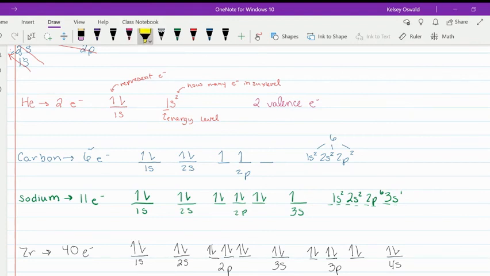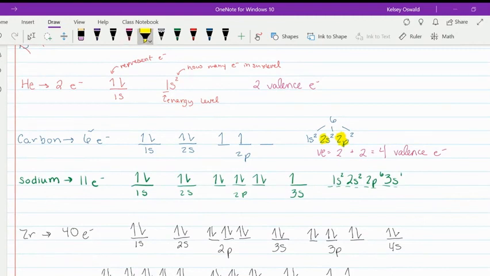And if we look at carbon, when we're looking at valence electrons, we want to look at the highest or the outermost energy level. If we look at our coefficients, the highest number we'll see is our 2s and our 2p. Those are the outermost energy levels. So if we have 2 electrons in the 2s and 2 electrons in the 2p, that means in total in that second energy level, the one farthest from the nucleus for carbon, we would have a total of 4 valence electrons.